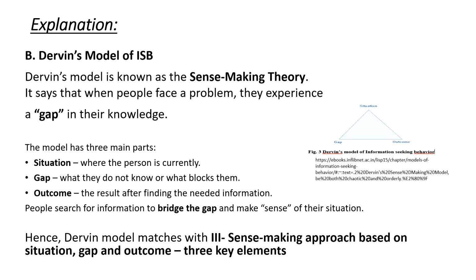Hence, Dervin's model matches with option 3, that is sense making approach based on situation, gap and outcome, three key elements.